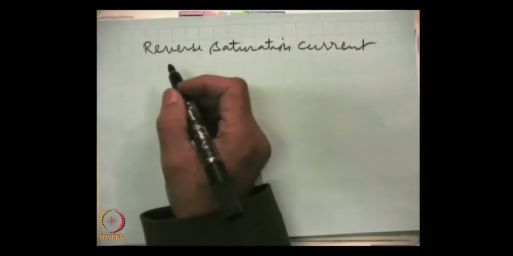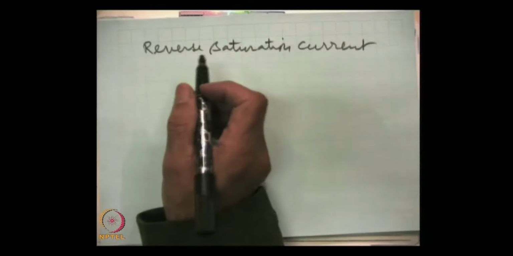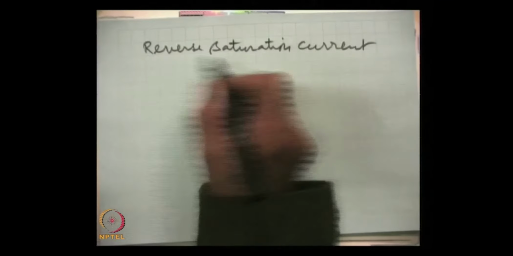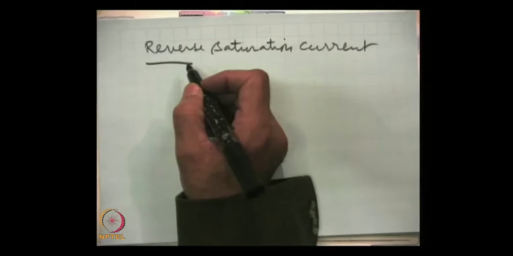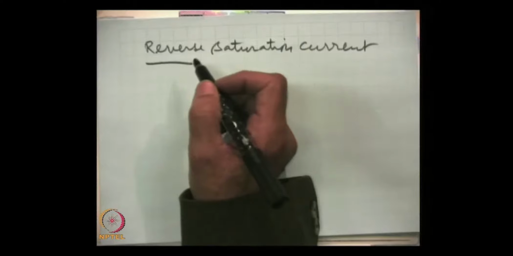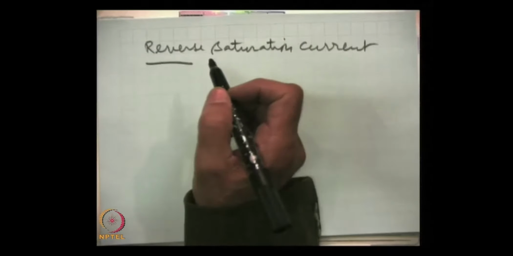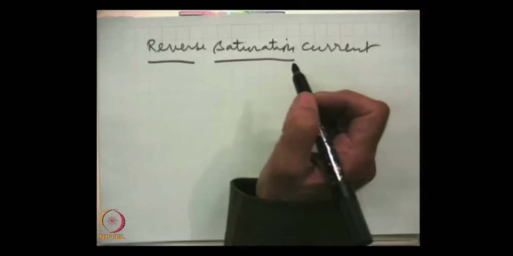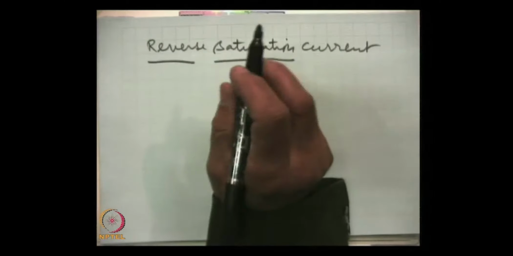Reverse saturation current comes from the minority charge carriers on the p side, the electrons, and holes on the n side, which are within the depletion region or around the junction. We have said it is reverse, and I explained that the direction of this current is opposite to the direction of the current in the forward direction. Why is it saturation current? This is saturation current because the number of these minority charge carriers simply depends on the temperature.